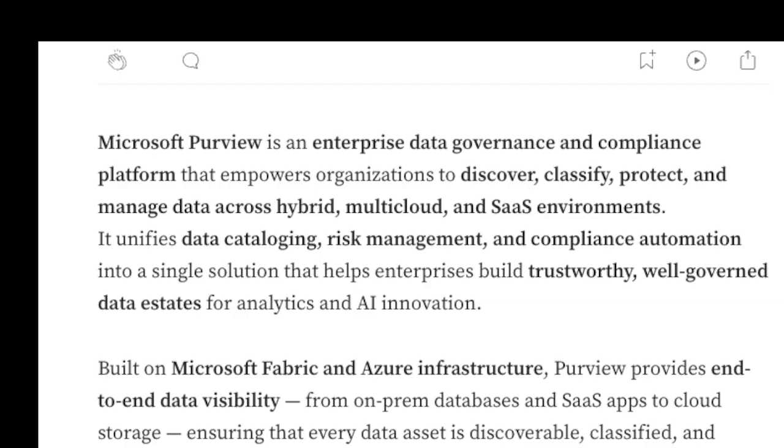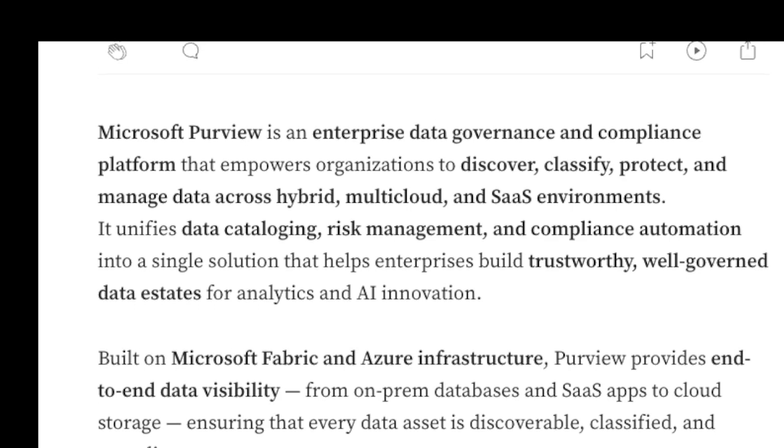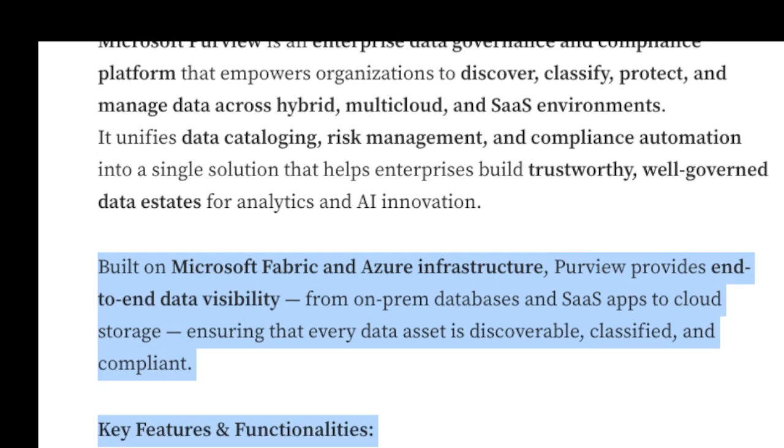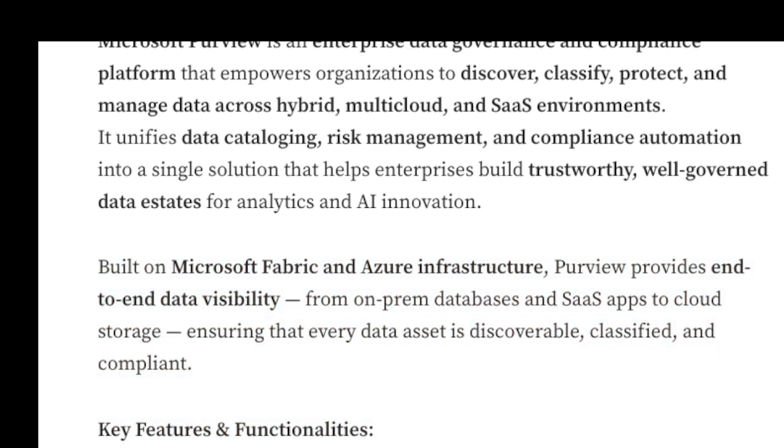So talking about Microsoft Purview, it's built on Microsoft Fabric and Azure infrastructure. Before we go into detail, we'll try to see what the key perspectives are. Key perspectives are that it has unified data, data map and cataloging.